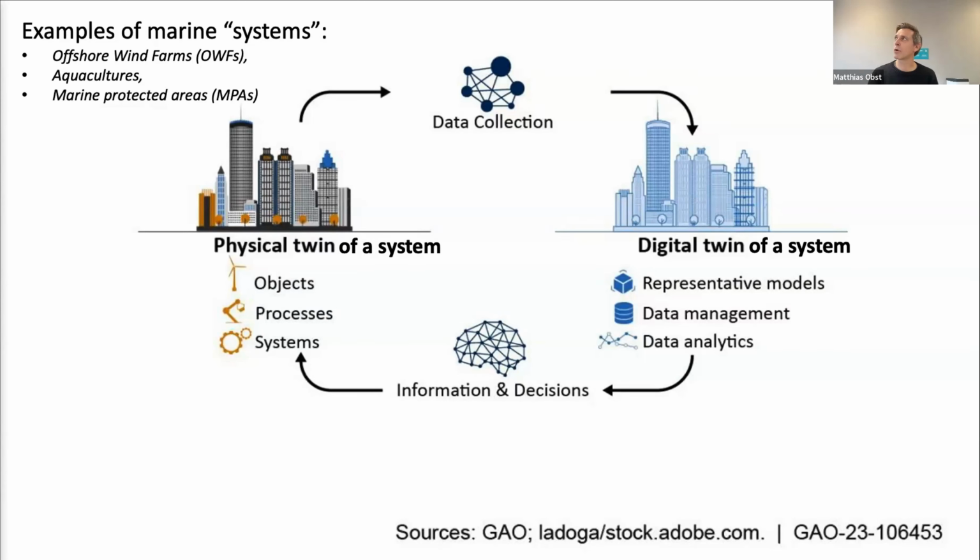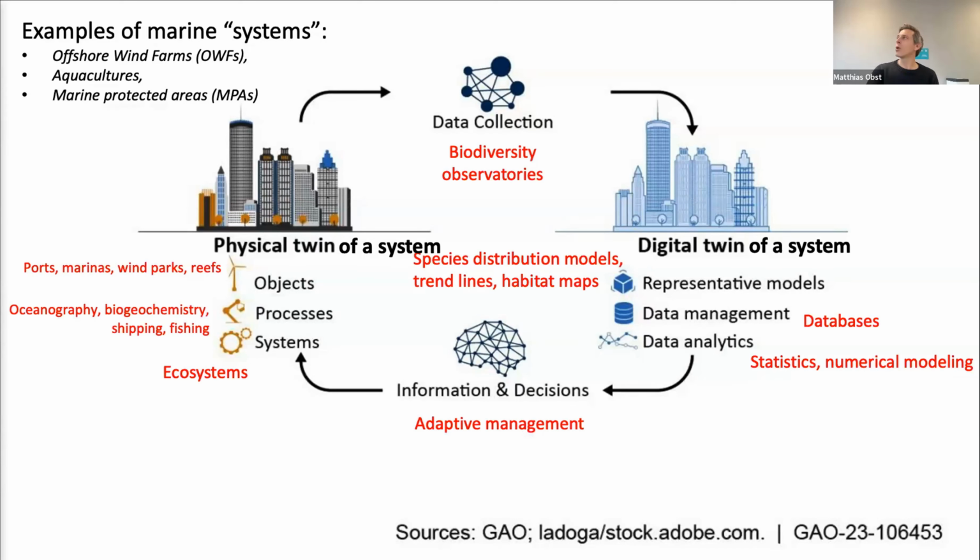Let's say we have an offshore wind farm or an aquaculture or a marine protected area. And then you would have this classical picture: on one side, the physical twin, on the other side, the digital twin, and the interchange in between. Now, you see, for biodiversity, there are all these things already there. They have been developed. We have the wind parks out there. We have marinas and ports. We have aquacultures out there. We have the ecosystem that is the host for these human-made structures. We have a lot of processes in these components, like oceanographic and biogeochemical processes.